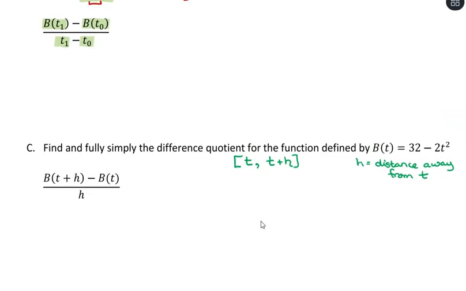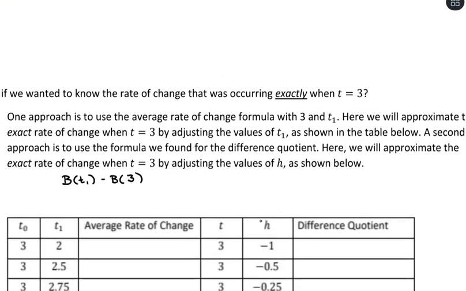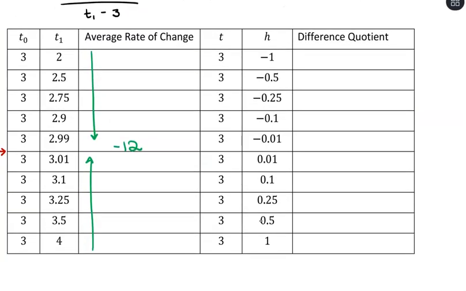So using this format, we want to plug in b of t plus some distance, and then we'll subtract b of t, and then we want to divide by that distance. So going to our table, what we're going to do is set it up so again, t is stuck at a value of 3 because we want to see what's happening really close to 3. And if h is our distance away, like this is 1 unit below, half a unit below, a quarter of a unit below, we're getting closer and closer.